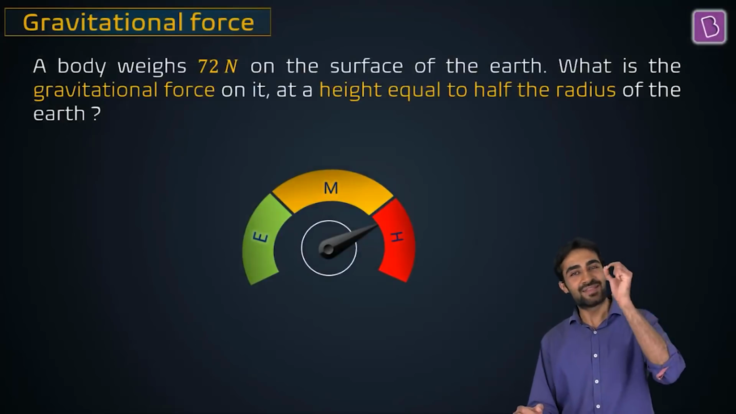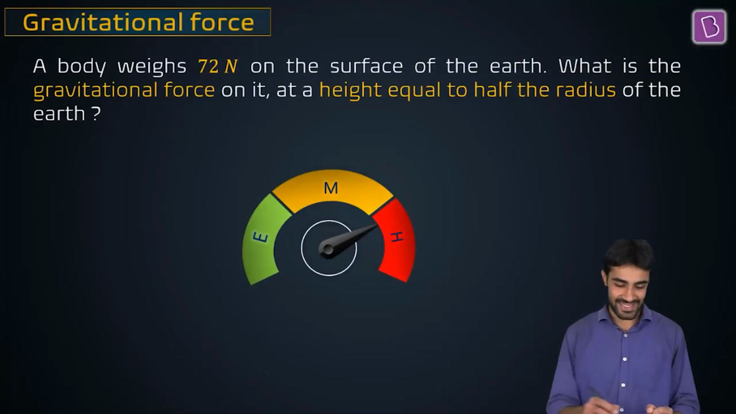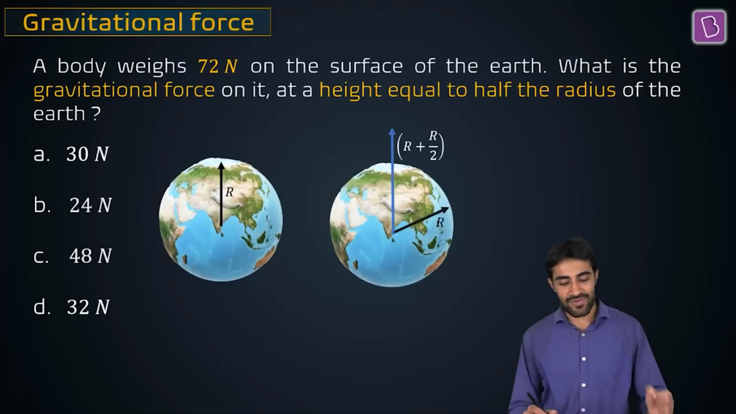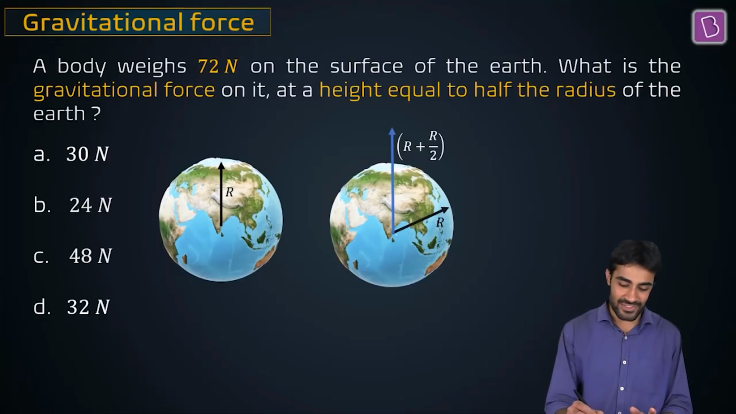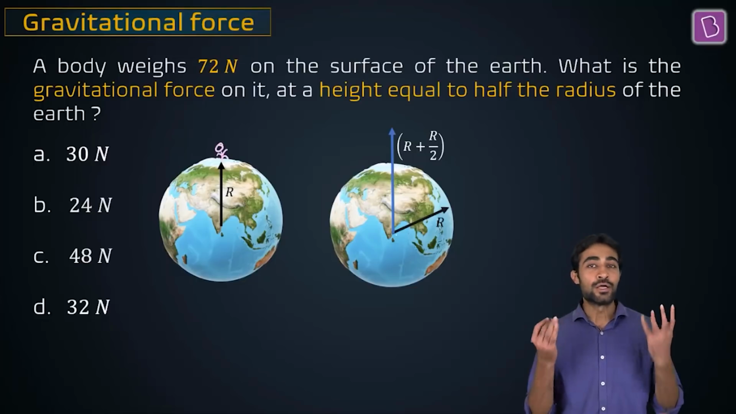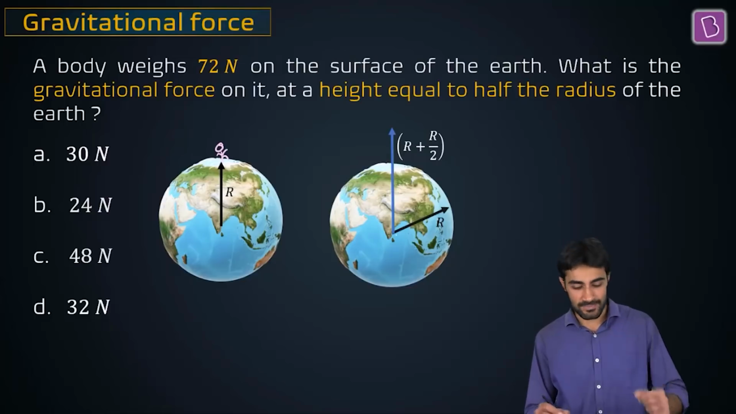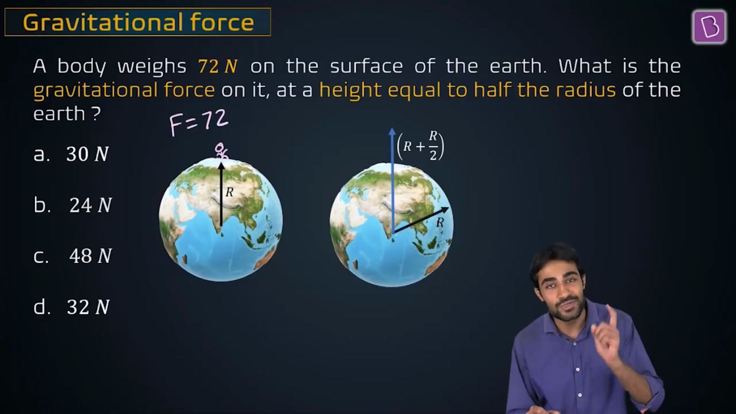Let's have a look at this awesome question on gravitational force. The question says, a body weighs 72 newton on the surface of the earth. So let's imagine our friend on earth. He is a small child and his weight is 72 newton. Now weight is usually the normal reaction on the person, and in this case, normal reaction is equal to gravitational force. And this is given to be 72 newton.